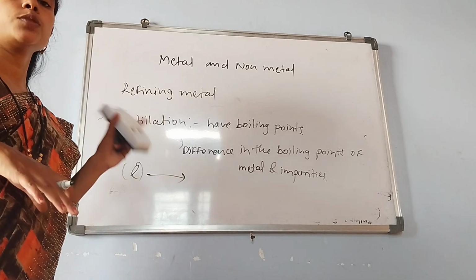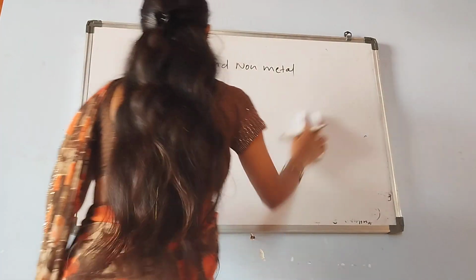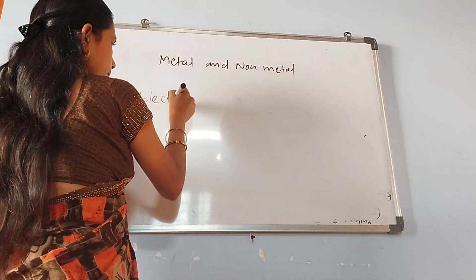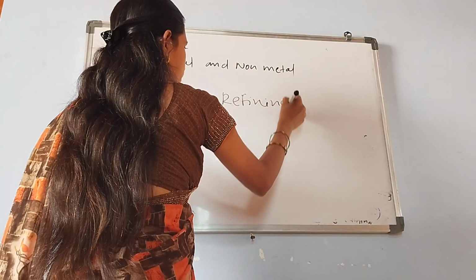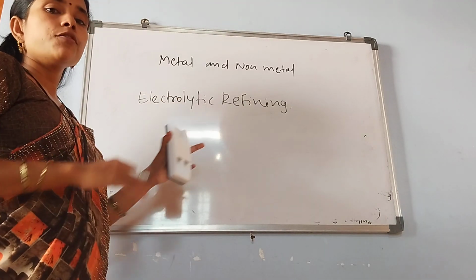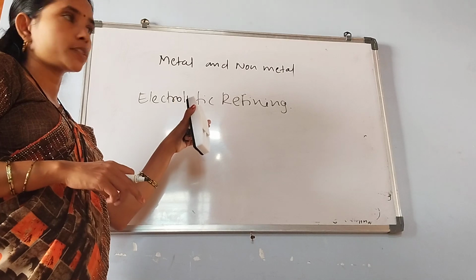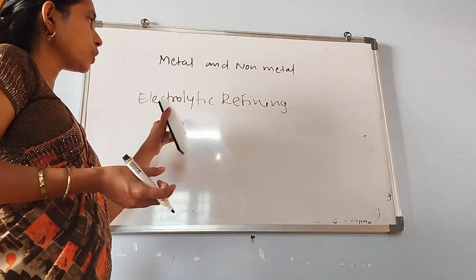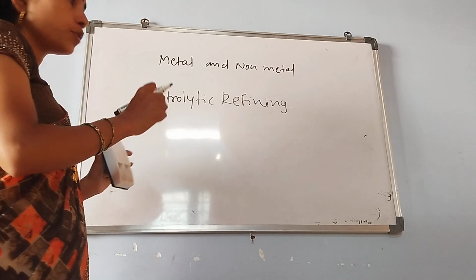And next, very important from the board exam point of view, is electrolytic refining. How do we do this process, electrolytic refining? Already we discussed what is meant by electrolysis. We break strong, highly reactive metals by passing a current. That is called electrolysis. And refining means we remove the impurities from that metal by using an electrolytic process. First I'll explain the process, and later I can write down the definition for that.